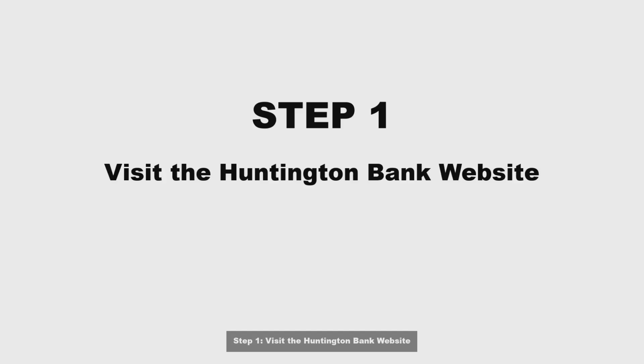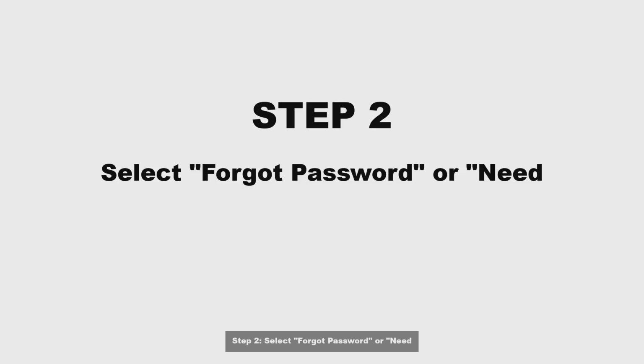Step 1. Visit the Huntington Bank website. Go to the official Huntington Bank website. Look for the login button at the top right corner of the homepage. Step 2. Select Forgot Password or Need Help.